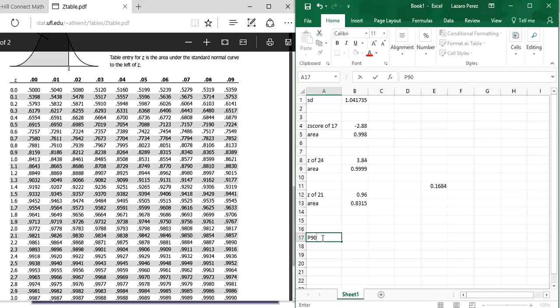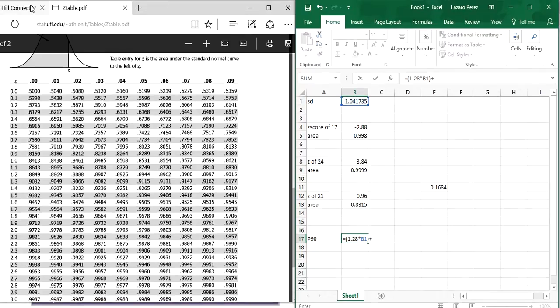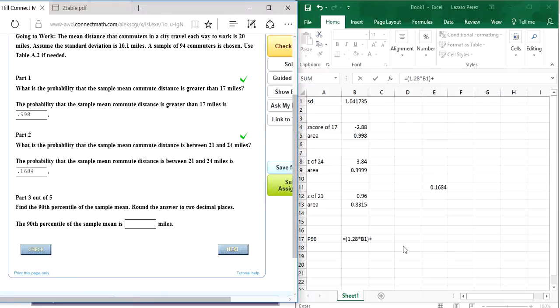P90 is equal to, remember we have 1.28, so it's going to be 1.28 times our standard deviation plus the mean, which I believe was 20.